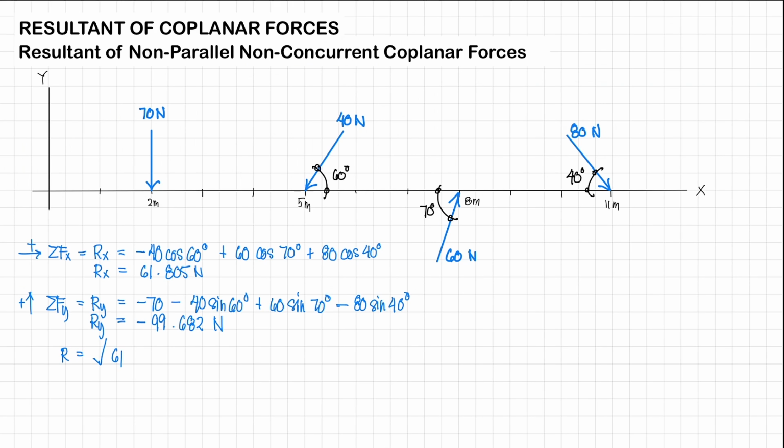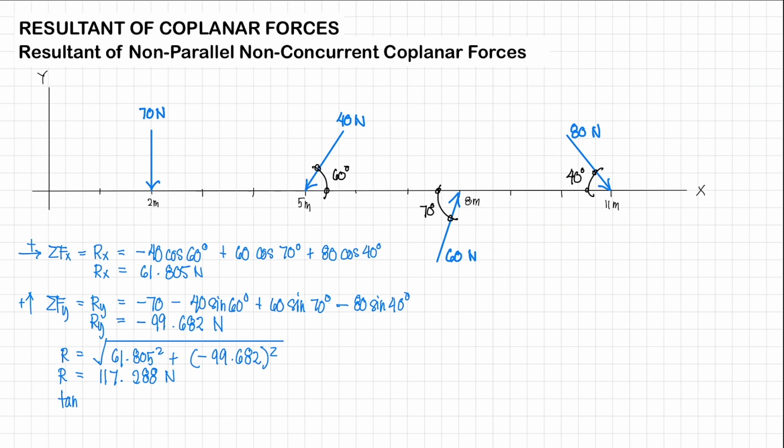So solving for the resultant, our resultant is just going to be equal to the square root of Rx squared, or 61.805 newtons, plus Ry squared, which is negative 99.682. So our resultant will be equal to 117.288 newtons.